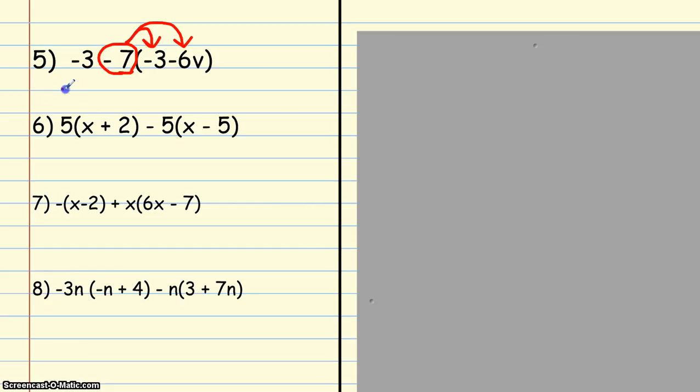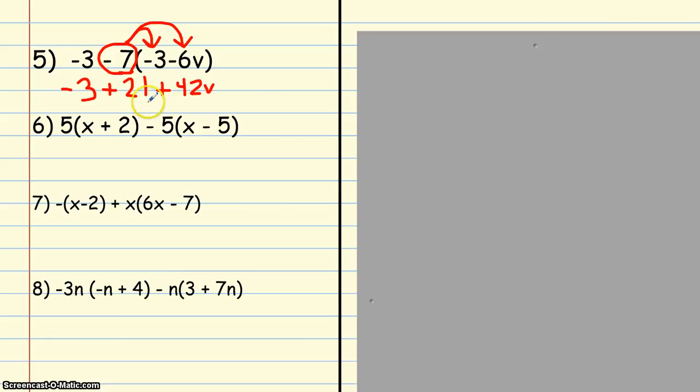Negative 3 is out front, so we're just going to keep it. Negative 3. Negative 7 times negative 3 is a positive 21. And negative 7 times negative 6v is a positive 42v.